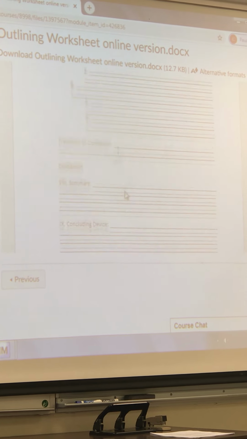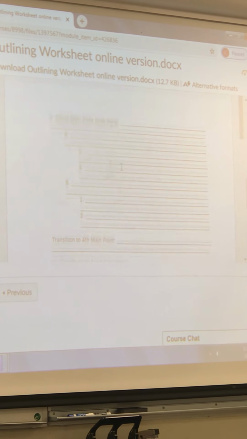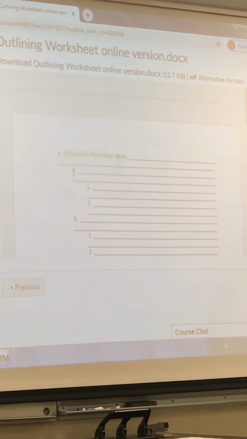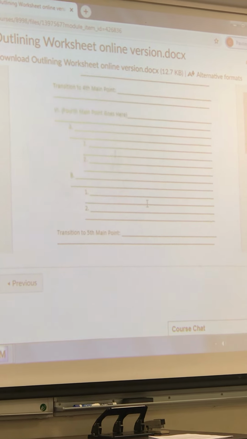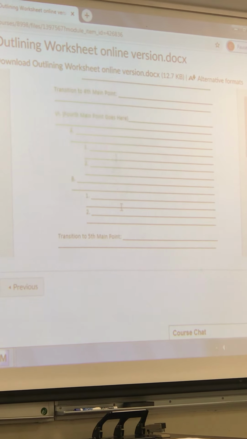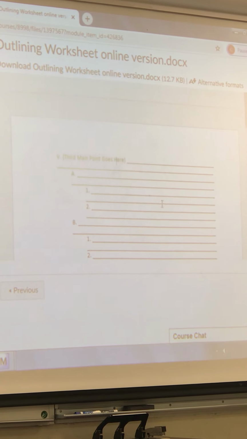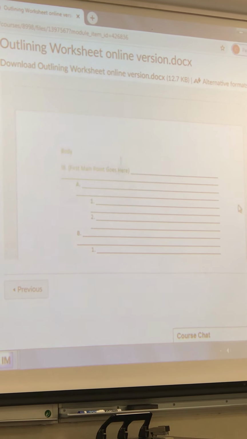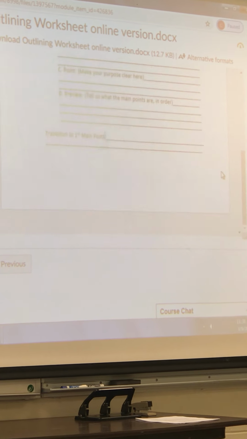Then a transition, then your conclusion, which we'll talk about in a minute. So the body of the speech needs to be constructed with the right main points and capital letters and Arabic numerals, you know. So construct it the way it's seen here, but you're not required to use every single space in the body of the speech. Those are just there for you if you need them while you're planning your speech, while you're planning your outline. So don't get hung up on using every space.